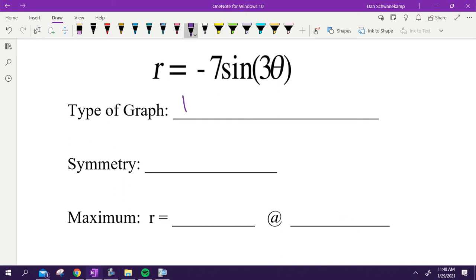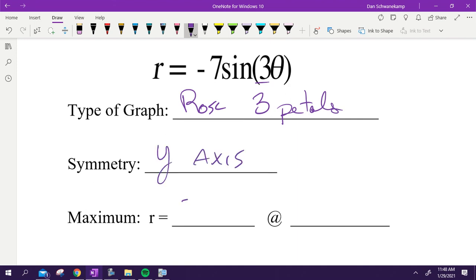Anytime we say what type of graph it is, if you say it's a rose, tell me how many petals. How many petals is it going to be? 3 petals because of the 3 in front of my theta. Rose with 3 petals. What type of symmetry? Y-axis because it's sine. My maximum is going to be 7.